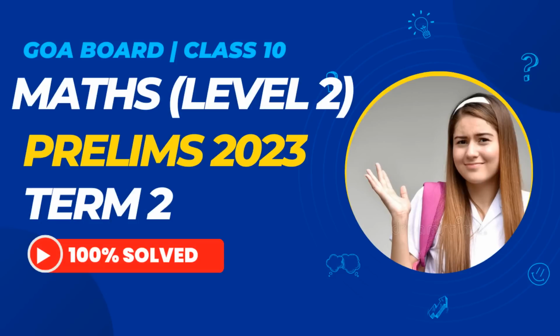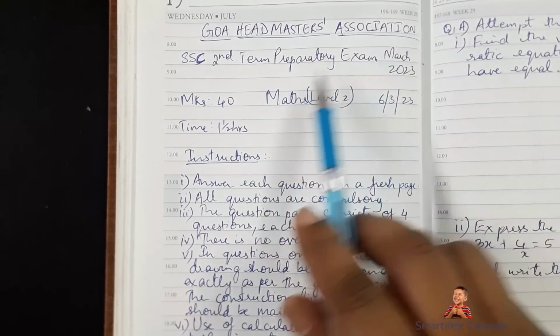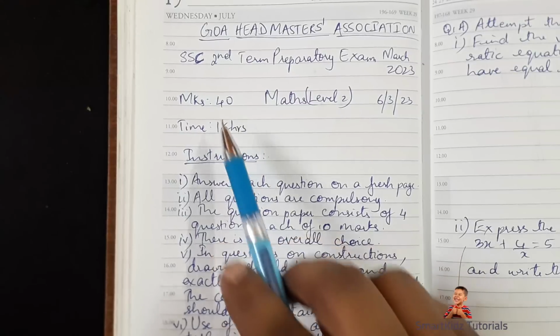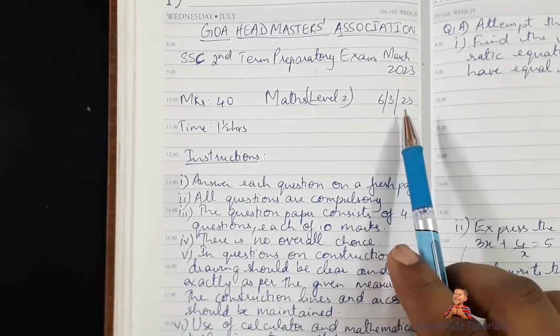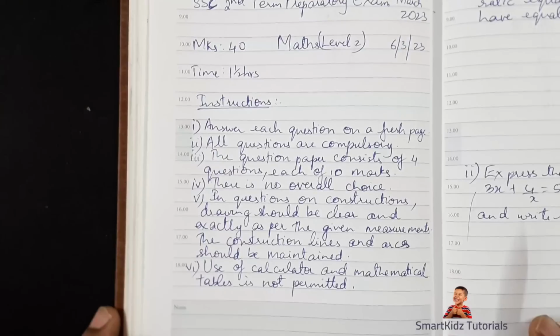In this video, we will be solving the prelims paper, Maths Level 2 that came recently in March 2023. This is Goa Headmasters Association's SSC second term preparatory exam. 40 marks and it came on 6th of March 2023. Time is 1.5 hours. We'll go through the instructions quickly.